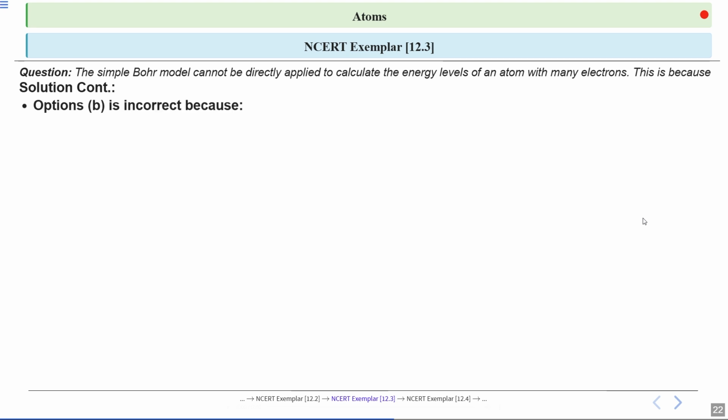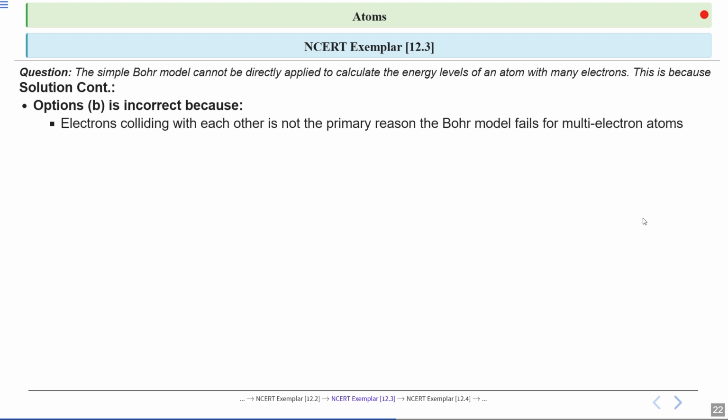First, let's focus on option B. We are going to see why this isn't the main reason the Bohr model fails for multi-electron atoms. Electrons colliding with each other is not the primary reason the Bohr model fails for multi-electron atoms.